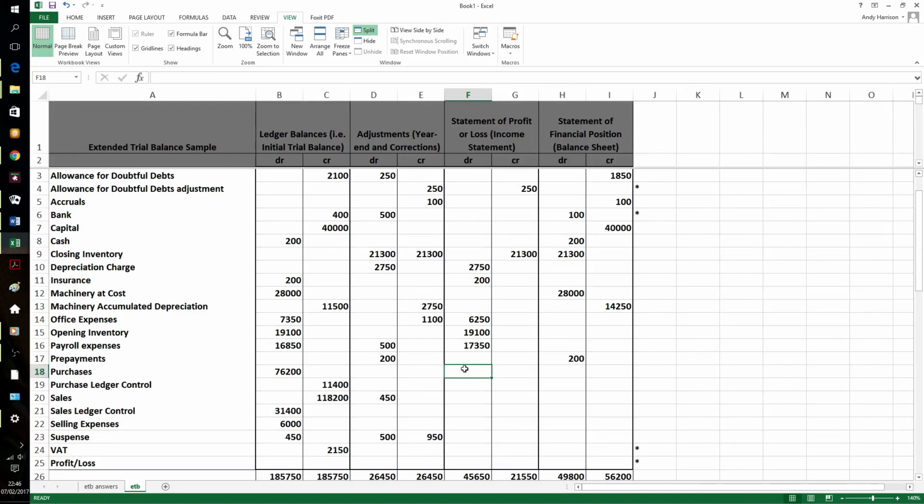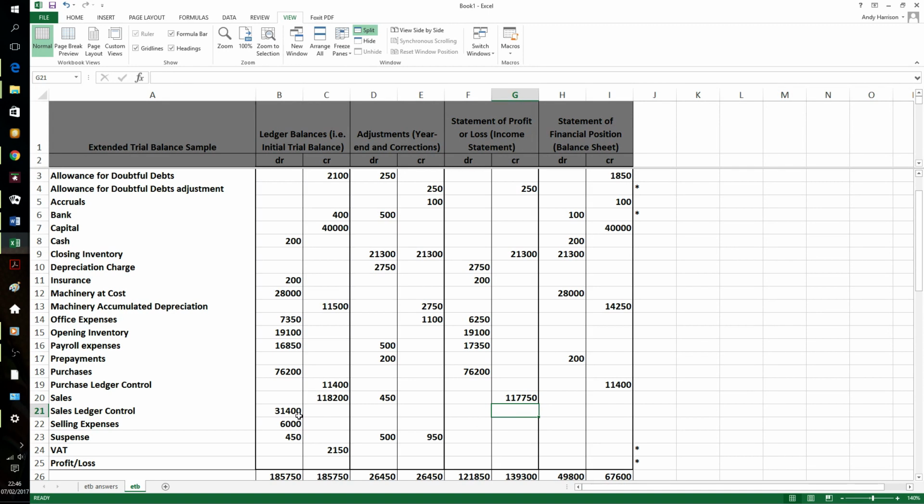Purchases then, our main expense, certainly in this case, not to be confused with our purchase ledger control account, the amount that we owe our suppliers. And then our sales needs a bit of adjustment, a credit and a debit, so income minus an adjustment, maybe a return we forgot about.